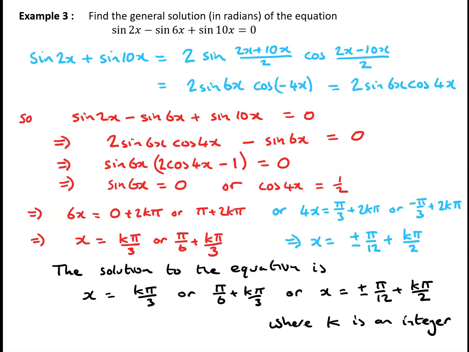So the general solution to the equation is x is k pi by 3 or pi by 6 plus k pi by 3, or x is plus or minus pi by 12 plus k pi by 2, where k is an integer.